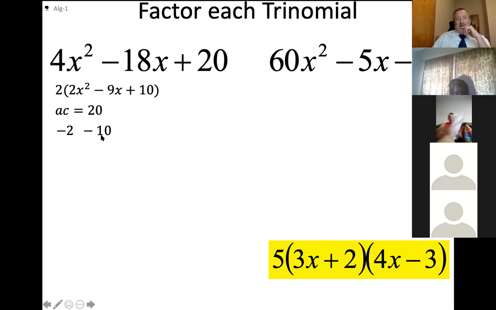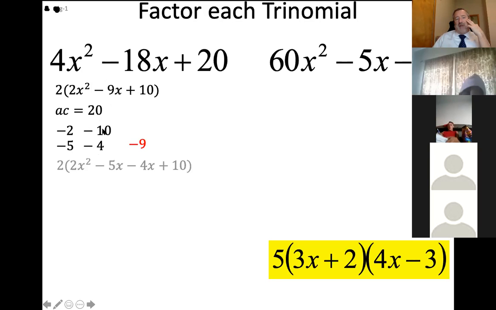All right. The next thing I should consider, let's see, 3 doesn't go into 20. 4 goes into 20. 4 times 5 is 20. So let's consider negative 5 and negative 4. Check it out. Negative 5 plus negative 4 is negative 9. That does work. So that's what I want to use, a negative 5 and a negative 4. So I'm going to rewrite this part of the trinomial, negative 9x, as negative 5x and negative 4x.